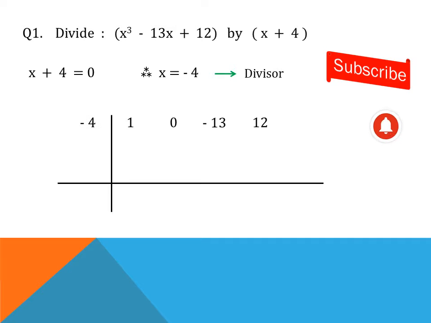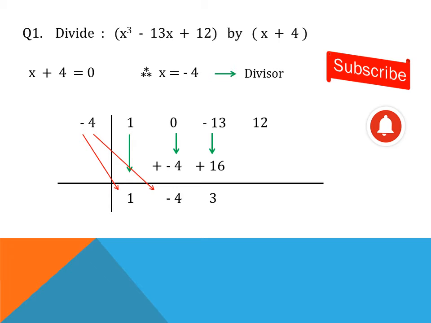Now the first term we write down as it is. Now we multiply it with minus 4, so that is minus 4. This gets added with the next term, so 0 minus 4 is minus 4. Again the procedure continues. Minus 4 now gets multiplied with the divisor, and that is 16. Add it with minus 13, and that leaves us with 3. Again minus 4 into 3 will be minus 12, and that leaves us with 0, which is our remainder.